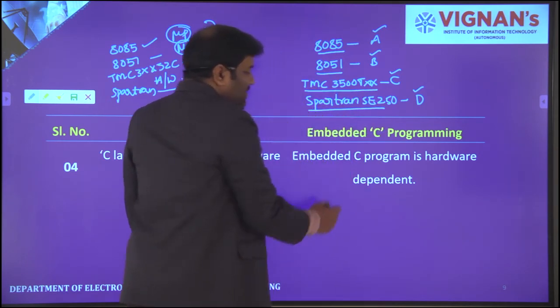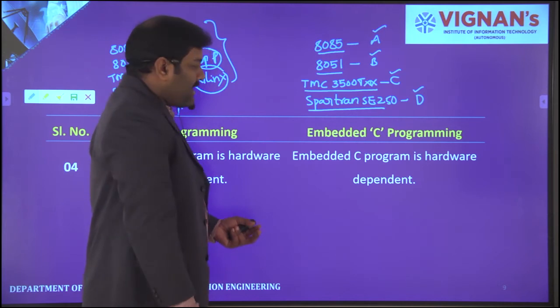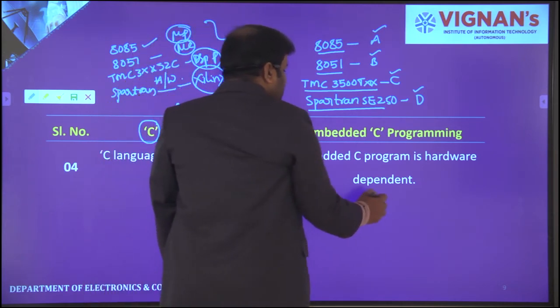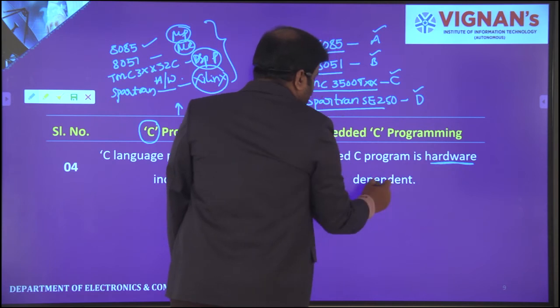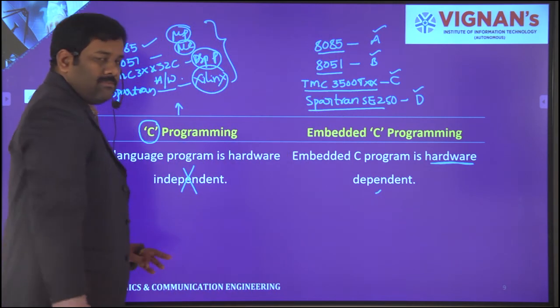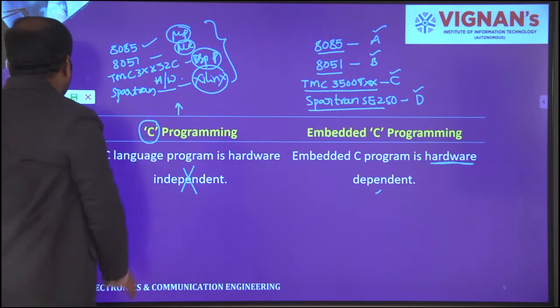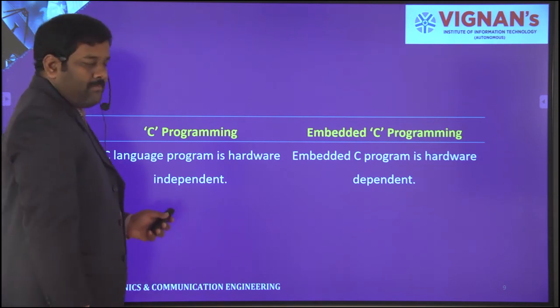The entire structure and considerations will change. That is why embedded C is always hardware dependent. With C, they don't need to bother about which hardware you are using to implement it.